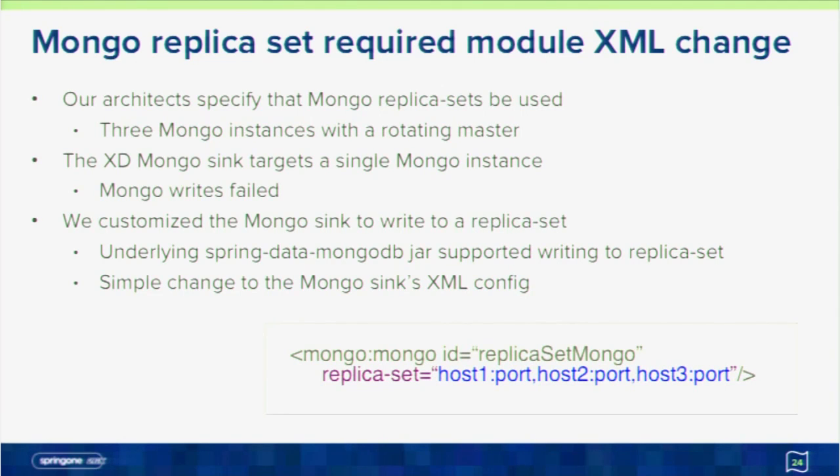You want to talk about it? Sure. So the out-of-the-box Mongo sync relies on the Spring Data MongoDB jar. And that jar already had the ability to write to the replica set. It already had the XML tags. So all we had to do was edit the XML configuration for the Spring XD Mongo sync, and we just dropped in that tag right there. It's just writing to a replica set, a comma-separated list of the host and port. So it was pretty simple.